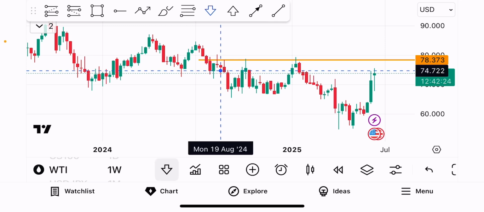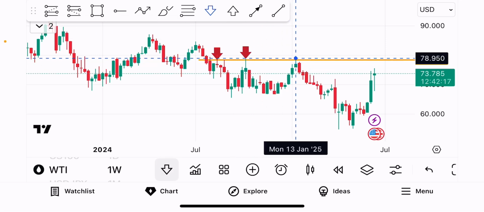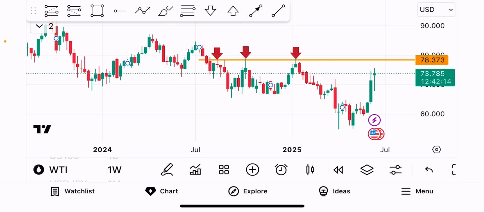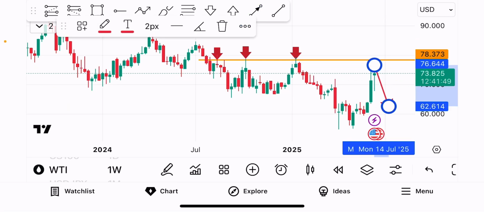Why did I choose that level? We see how price has strongly rejected this area in the past, as we all can see, the areas I am pointing the arrow at. So price has reacted pretty nicely at that area, and we are already getting close to that pullback resistance. Price is currently trading at $73.785 per barrel. Okay, so from the weekly perspective, we are still having a downtrend. Market is currently making a pullback to the resistance level. So from here, technically, we are going to see some form of decline.